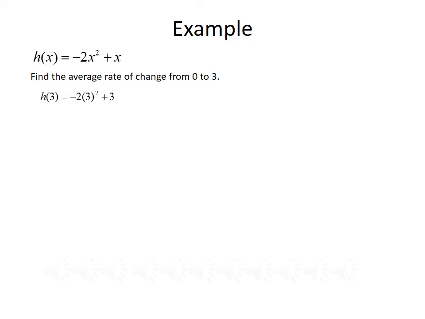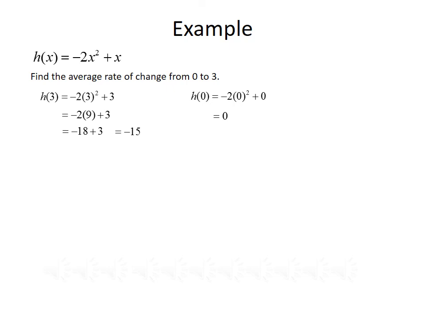If we plug 3 in for x, that gives us -2 times 3 squared plus 3, which we can simplify to give us -2 times 9 plus 3. -2 times 9 is -18, so we have -18 plus 3, which is -15. So the function value h of 3 is -15. Similarly, if we plug in 0 for x to find h of 0, we get -2 times 0 squared plus 0, which simplifies to be 0. So the function value h of 0 equals 0.